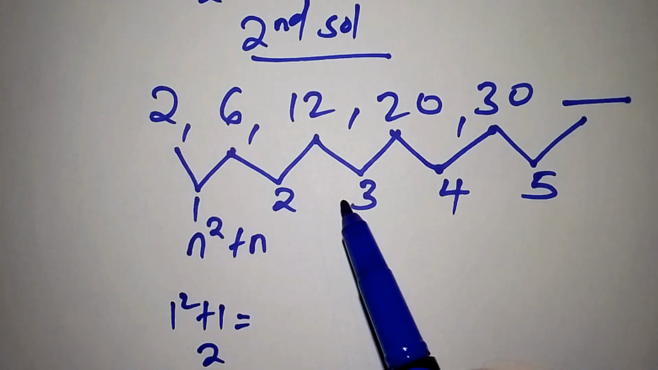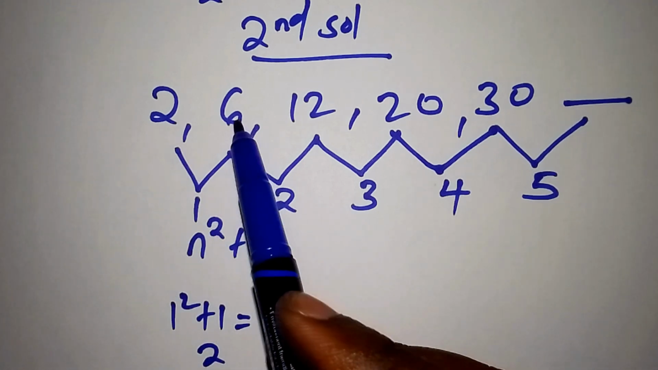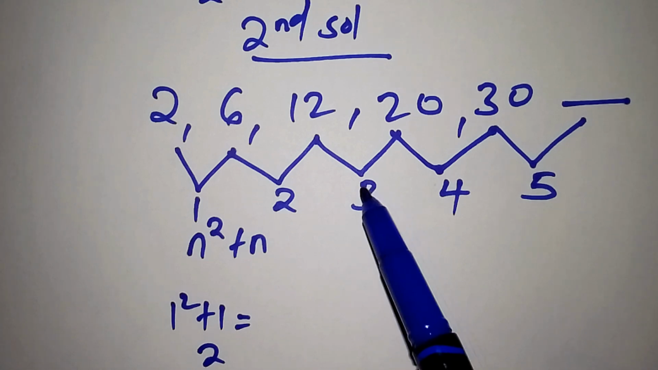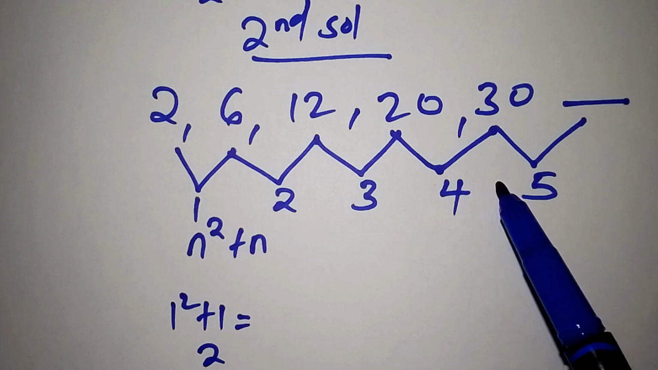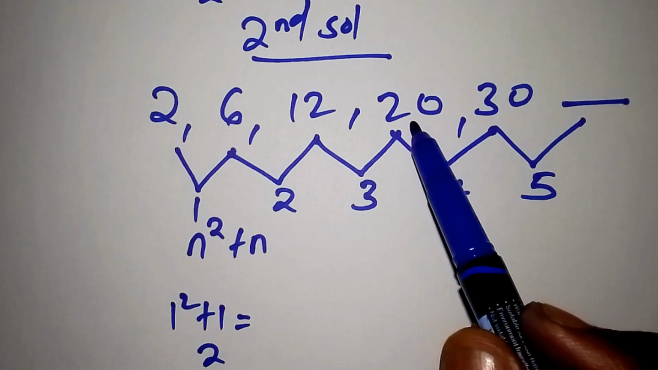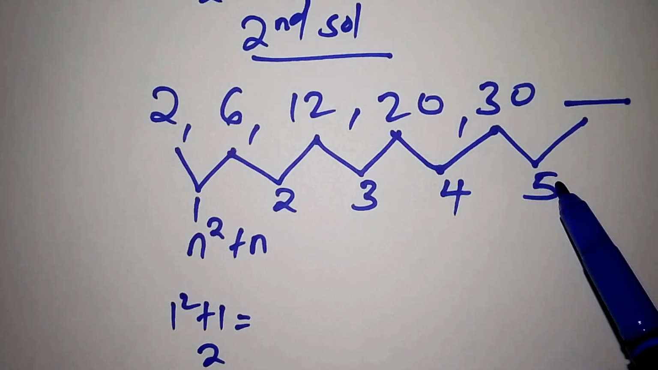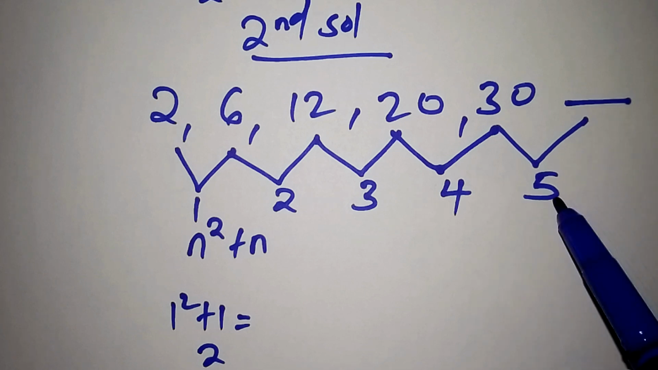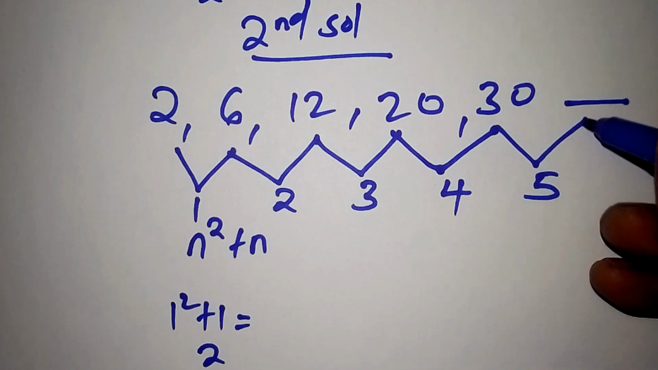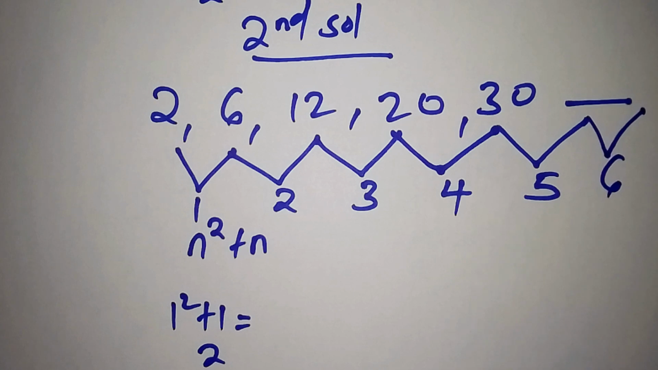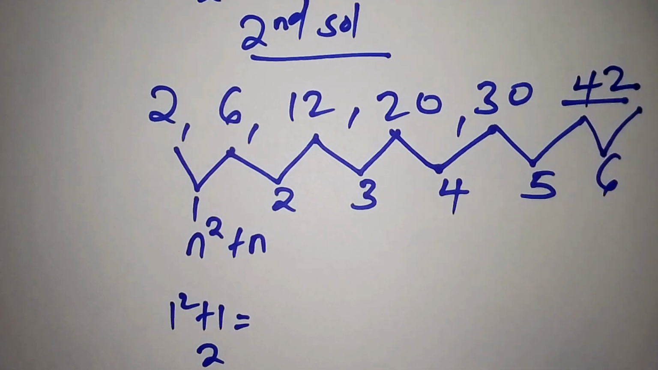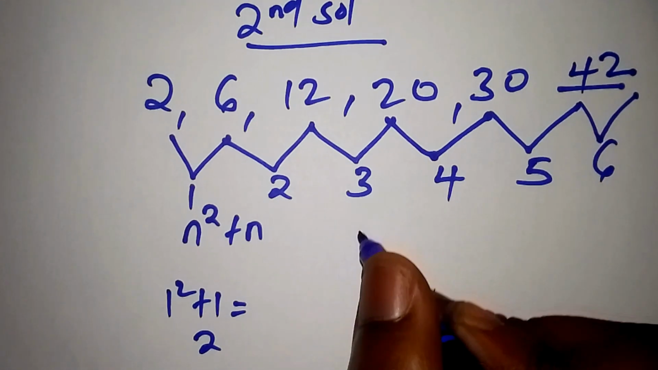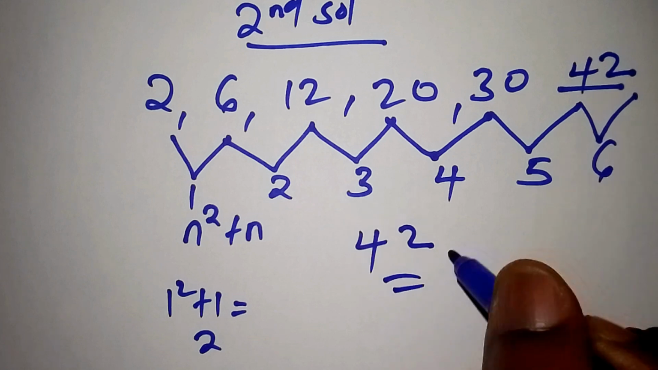So 2 squared is 4, 4 plus 2 is 6. Here is 3. 3 squared is 9, and 9 plus 3 is 12. Here is 4. 4 squared is 16, and 16 plus 4 is 20. So 5 squared is 25, and 25 plus 5 is 30. Now we shall have 6. So 6 squared is 36, and 36 plus 6 is 42. So our final answer that we've confirmed with these two methods is 42.